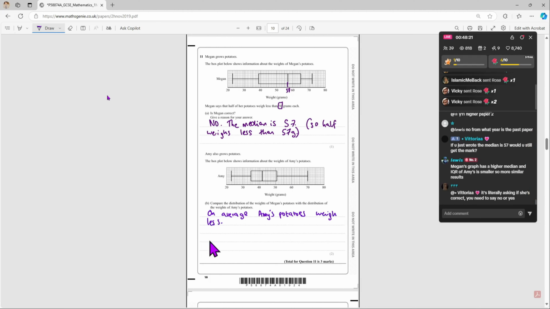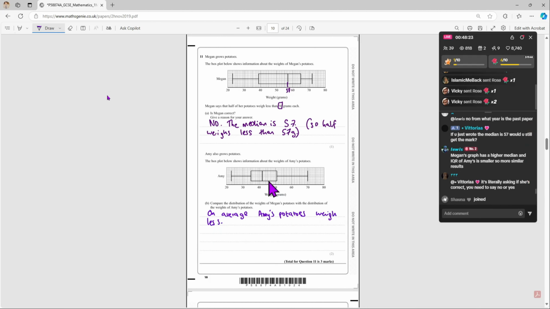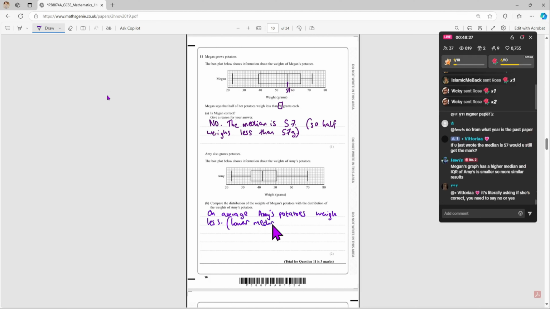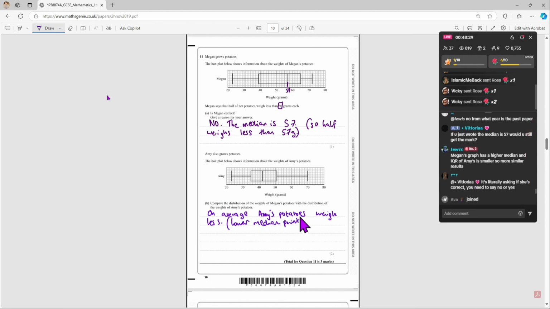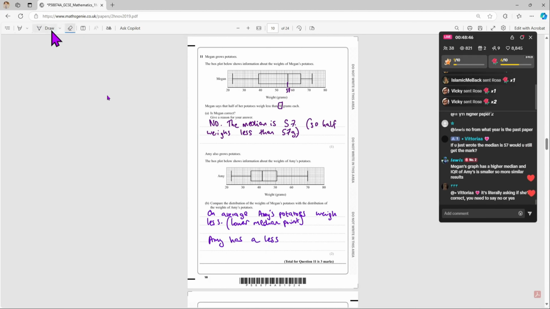And then what you can also write is, lower median point. And then once you've written that, you can also write Amy's potatoes are less spread. So we can write Amy has a less/smaller interquartile range.